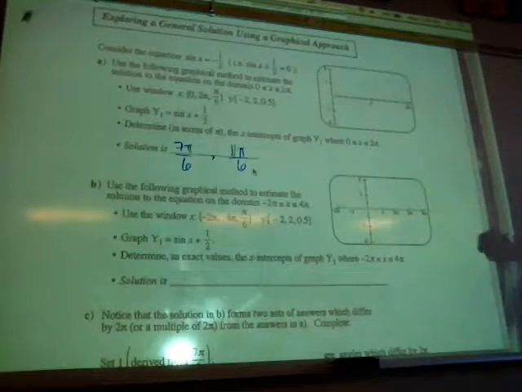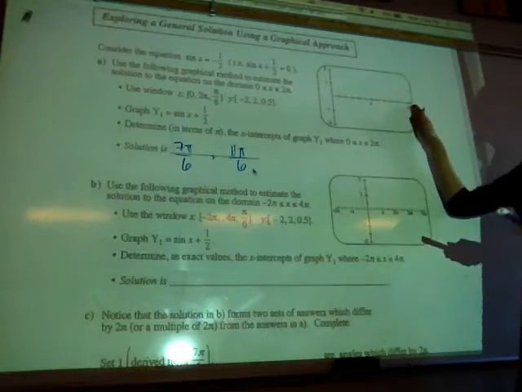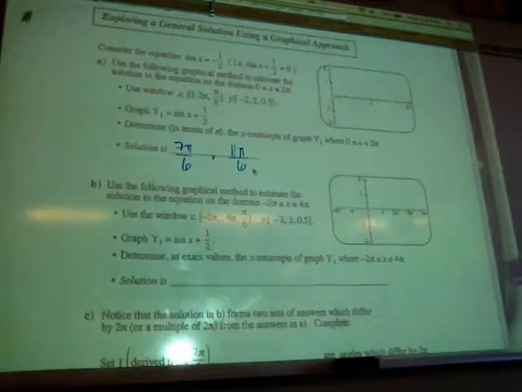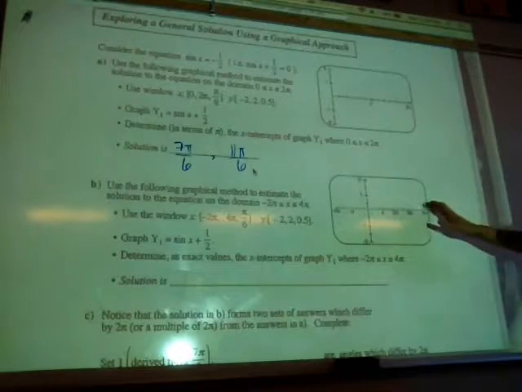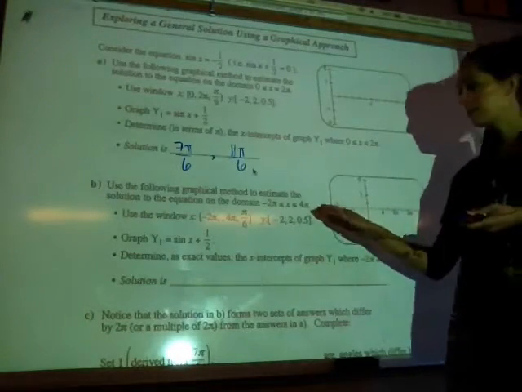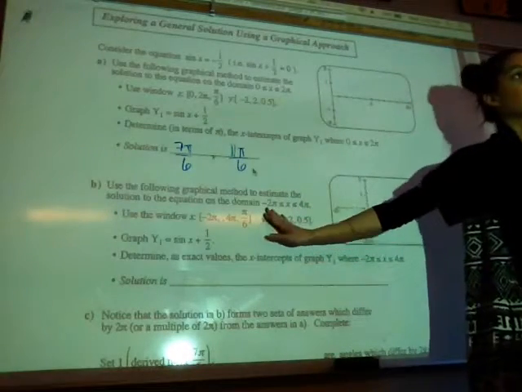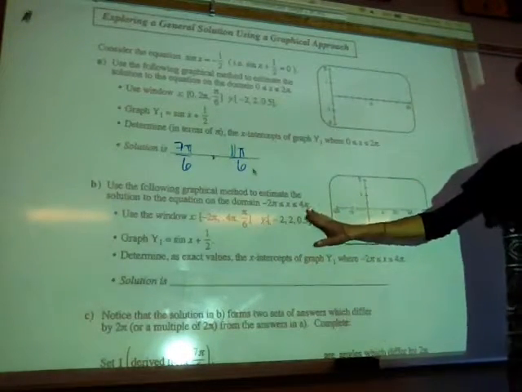Good. So those are our two solutions within 0 to 2 pi. You guys drew a sketch as well? Okay, awesome. So now what we're going to do is take that same graph, but our domain has changed. We're looking now for solutions between negative 2 pi and positive 4 pi.